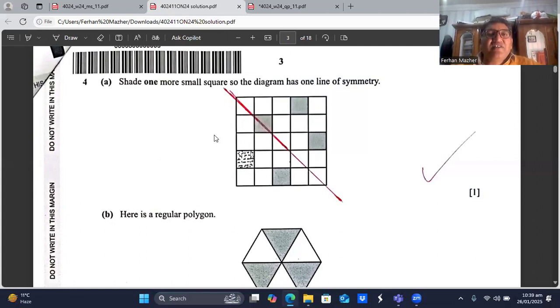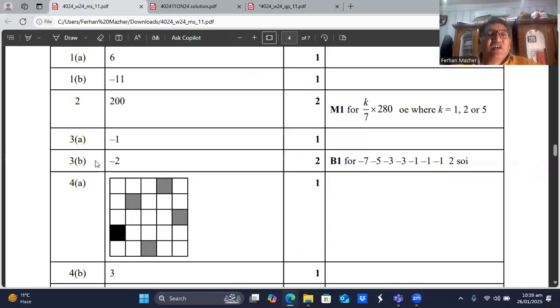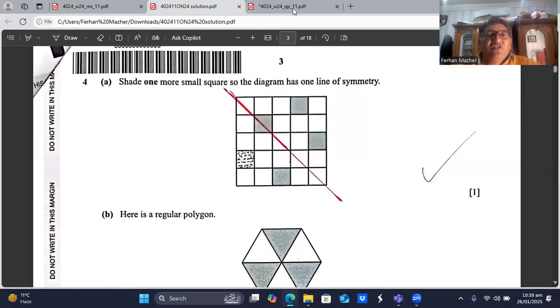So you have to shade this one. This is how this is done. This one is to be shaded. Then you will have one line of symmetry.